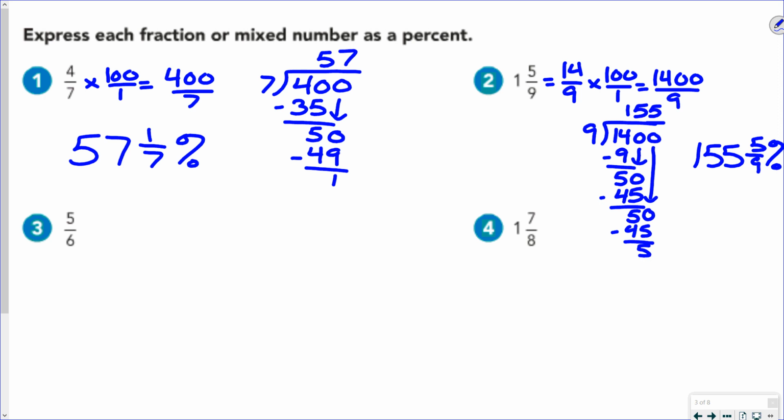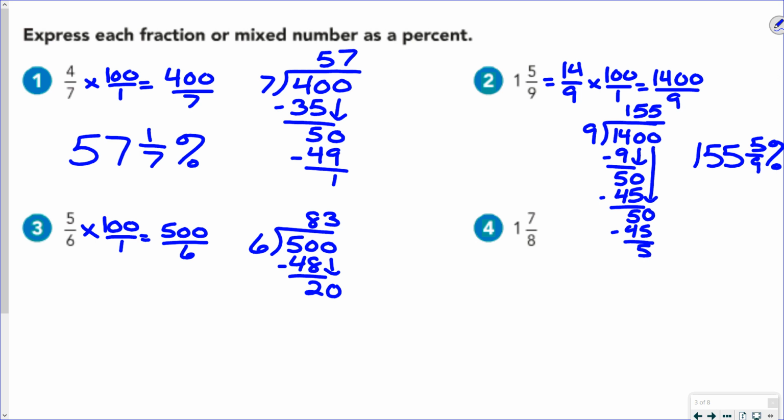For number 3, we have 5/6. We're going to multiply that by 100 over 1, which gives us 500 over 6. Now we could have simplified the 6 and the 100, but we can just do our multiplication first and then divide at the end. And so we take numerator divided by denominator, so 500 divided by 6. 6 goes into 50 8 times. 6 goes into 20 3 times. So we put it together. We have 83 and 2/6, which of course simplifies down to 83 and 1/3.